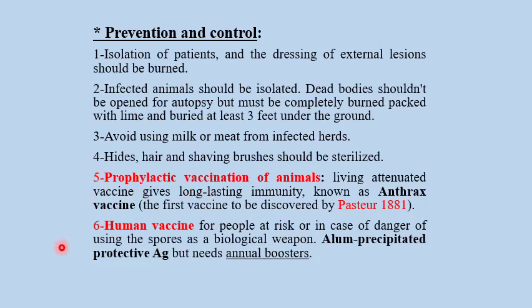For humans, of course, we can't give this vaccine. It is attenuated, so it is dangerous for human beings. So for a human vaccine, for people at risk or in case of danger of using the spores as a biological weapon, we use alum precipitated protective antigen. But it needs annual boosters, booster doses every year. And it's made from a part of the toxin, which is the protective antigen. They inactivate it by alum precipitation and produce from it the human vaccine.